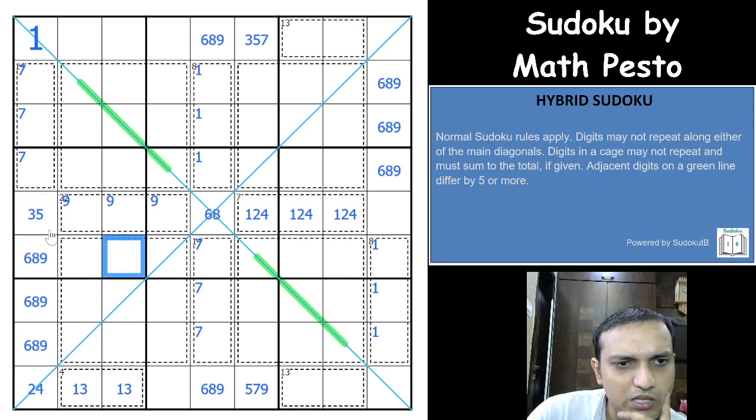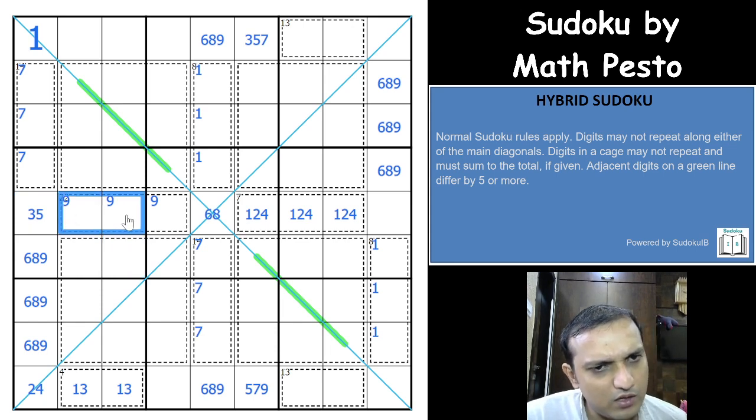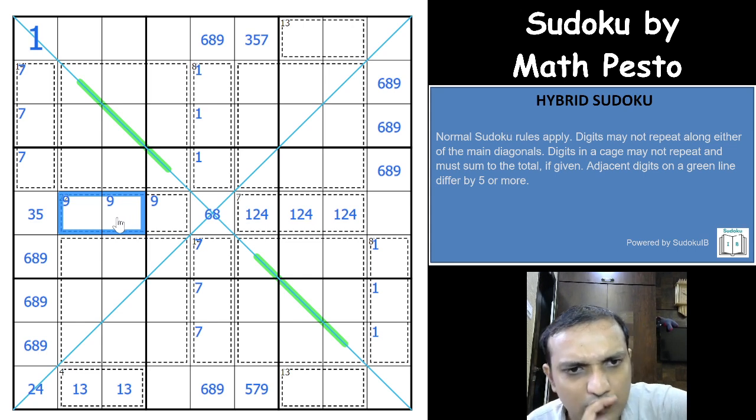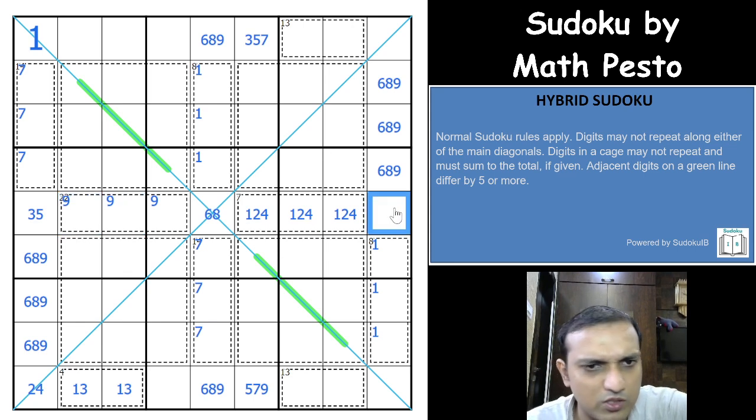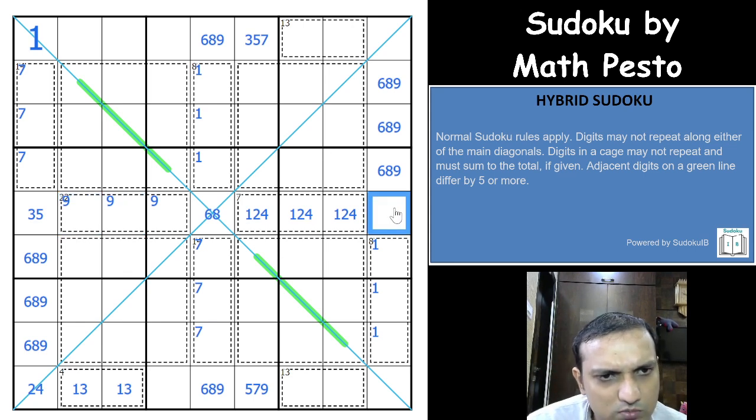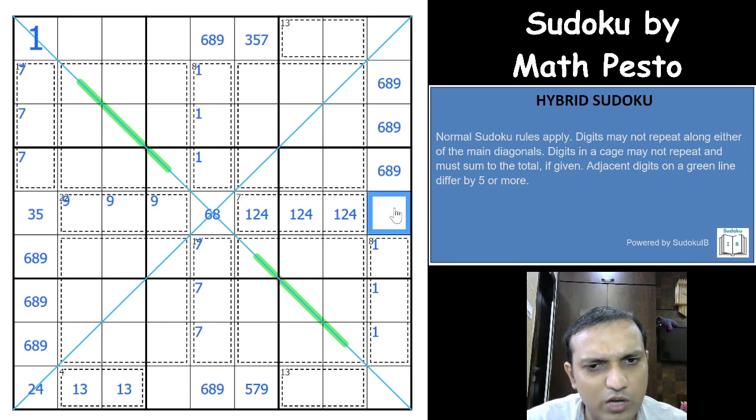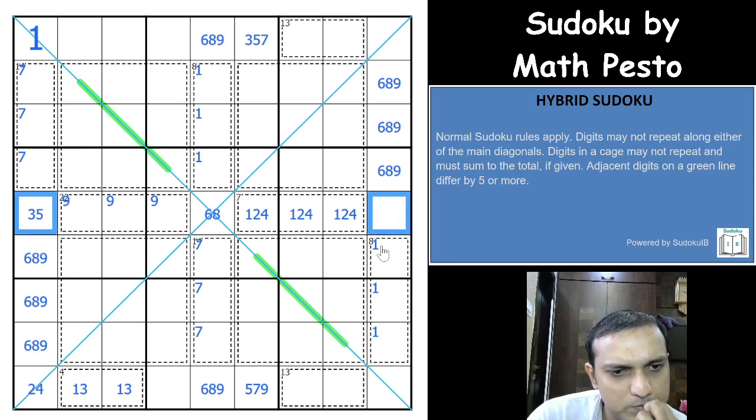If this is a 5, 22 would have 7 and 6, 9 7 6 5 8, and this would have to be a 3. Okay, so whatever be the case, either 3 would have to be here or 3 would have to be here. I'm not sure of it, right?